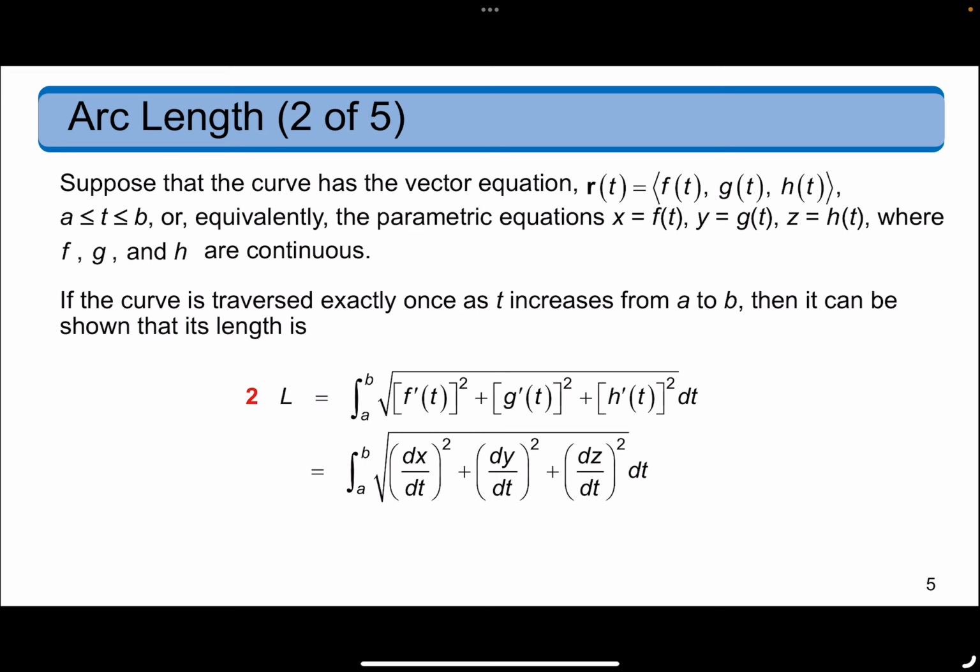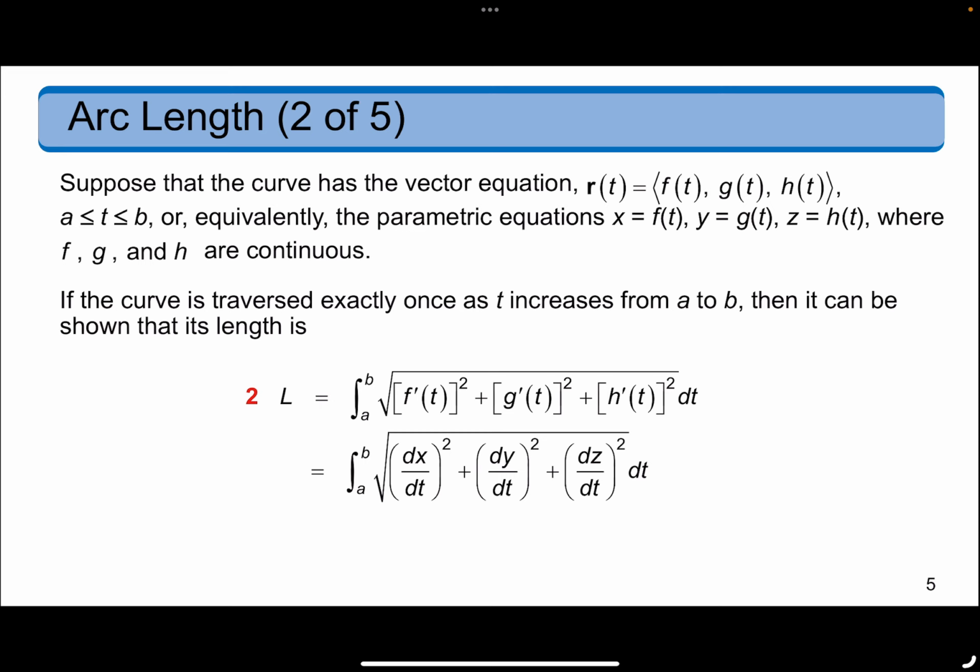Suppose that the curve has the vector equation r of t equal to a vector with the components f of t, g of t, and h of t over the interval from a to b, or equivalently, the parametric equations x equal to f of t, y equal to g of t, and z equal to h of t, where f, g, and h are continuous.